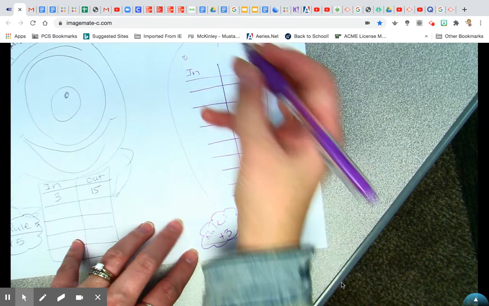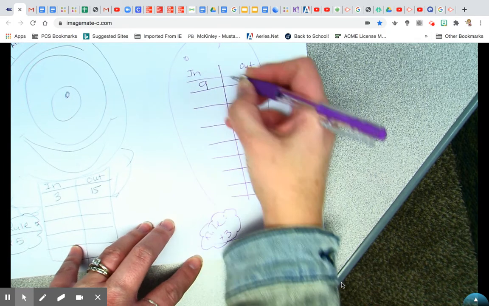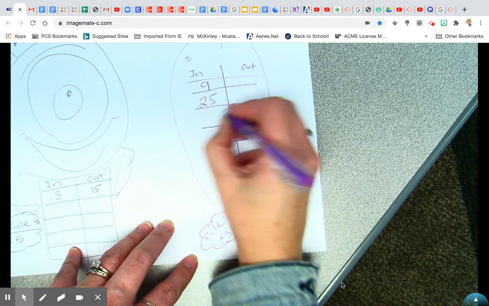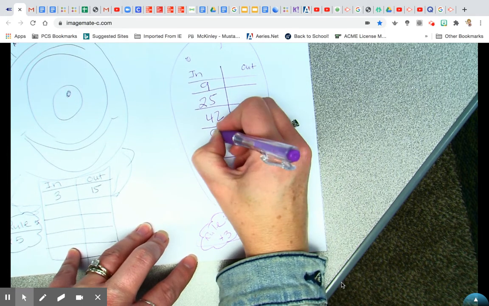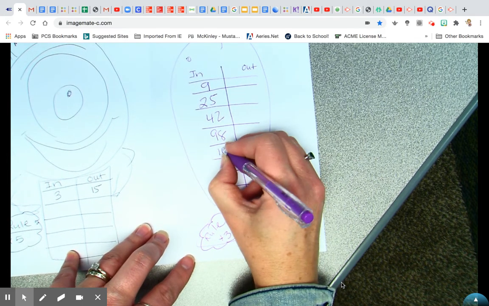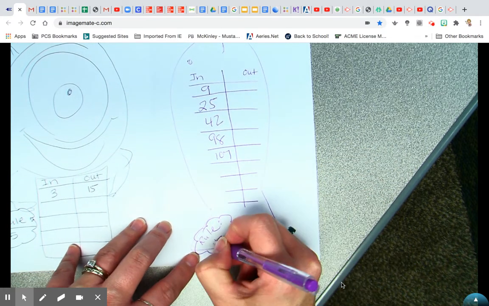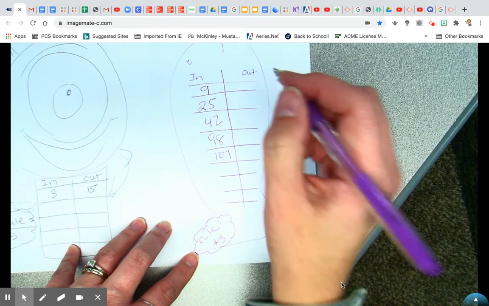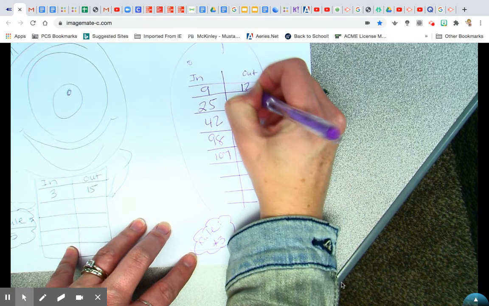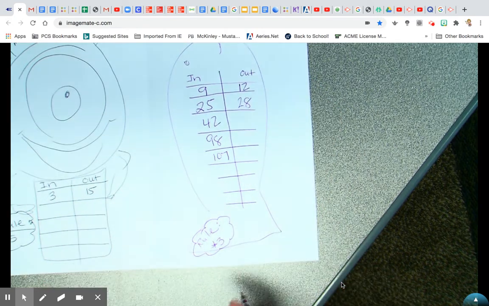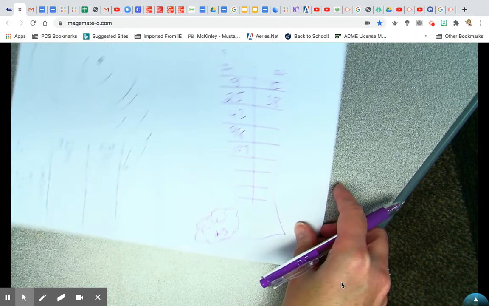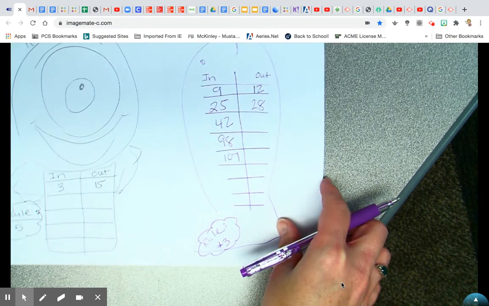So then I'm just going to put in some numbers. 9, let's do 25, it could be 42, 98, 107, and so on. And fill it all in. So then my rule is plus 3, so 9, 10, 11, 12. This would be 28, okay, and so on. So be creative with it, and then you need to do at least 3 of them.